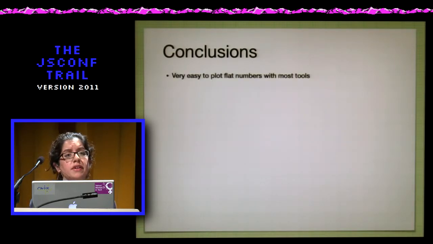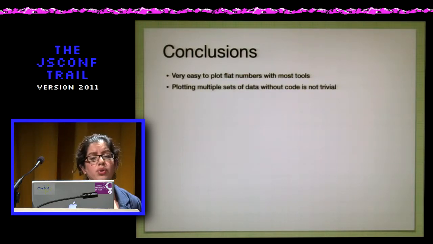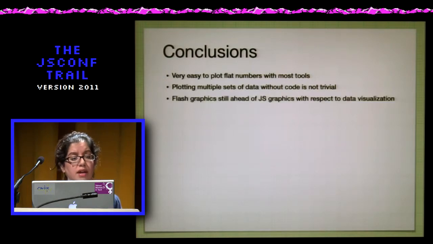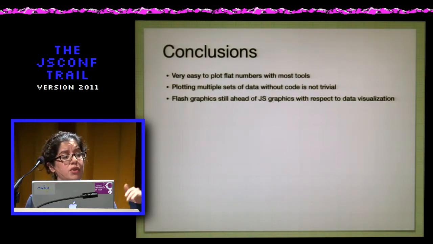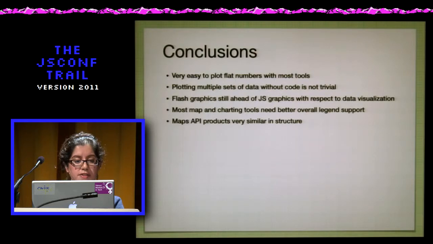So some more conclusions. It's very easy to plot flat numbers with most tools. Plotting multiple sets of data without code, though, is not trivial. And Flash graphics still are ahead of JavaScript graphics with respect to data visualization. And I forgot to mention this, but Fusion Tables actually inputs your data into a Flash object to produce those maps, whereas the Google Maps API is all JavaScript. Most map and charting tools need better overall legend support.